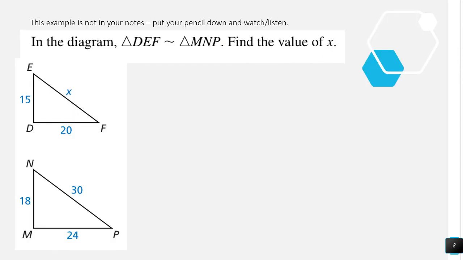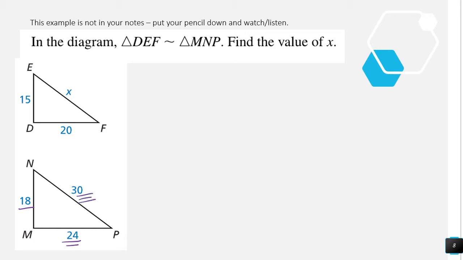So let's see what's going on. Here's an example that is also not in your notes. I just literally want you to put your pencils down and process what is going on here. When I look at the bottom triangle that has all 3 sides, I have a small number, I have the medium number, and I have the large number.